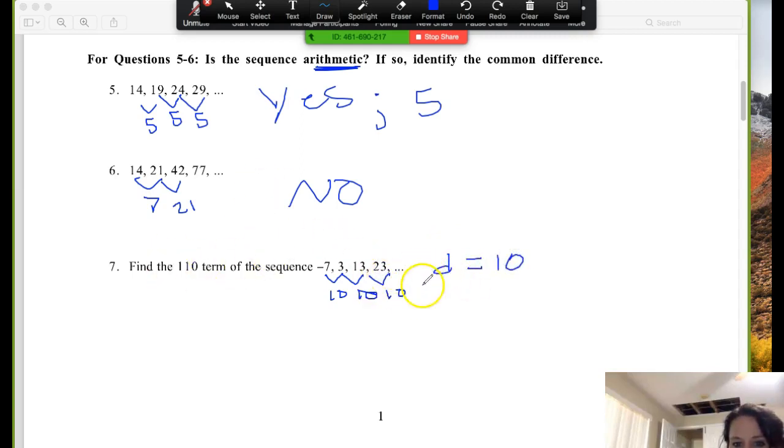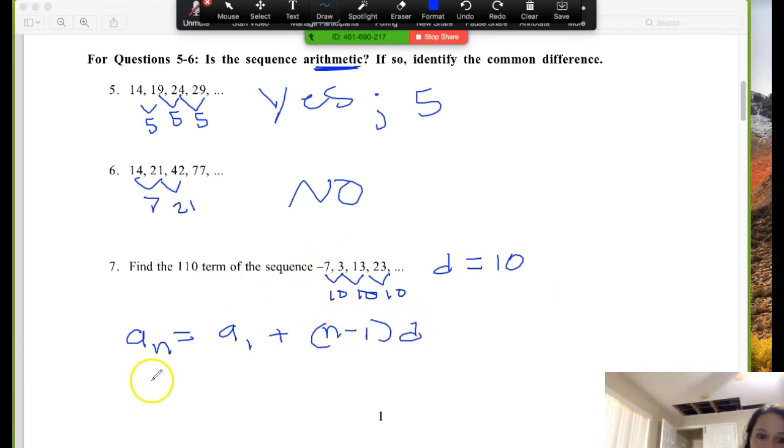Now, I'm not going to do that 110 times. That's crazy. Instead, I'm going to go ahead and write an explicit formula. Explicit formulas, remember, any term is you take the first term plus the number of terms minus 1 times the common difference. So any term is going to be my first term, negative 7, plus the number of terms minus 1 times my common difference of 10.